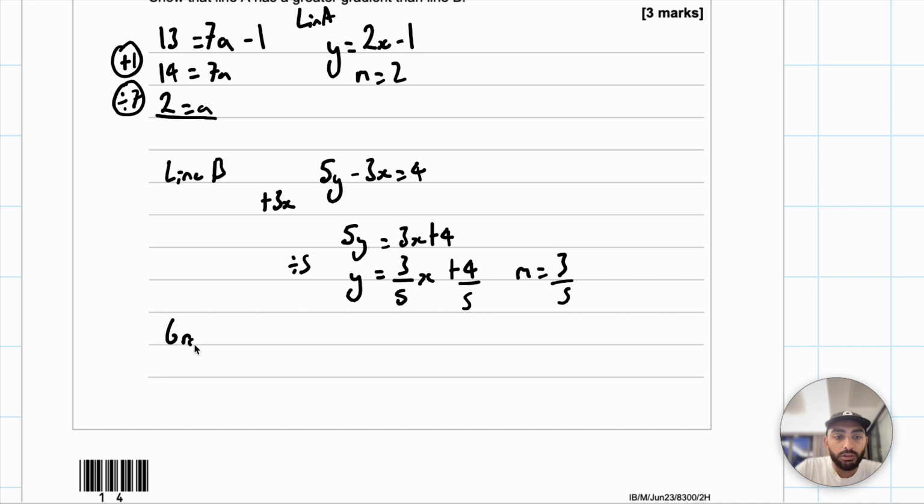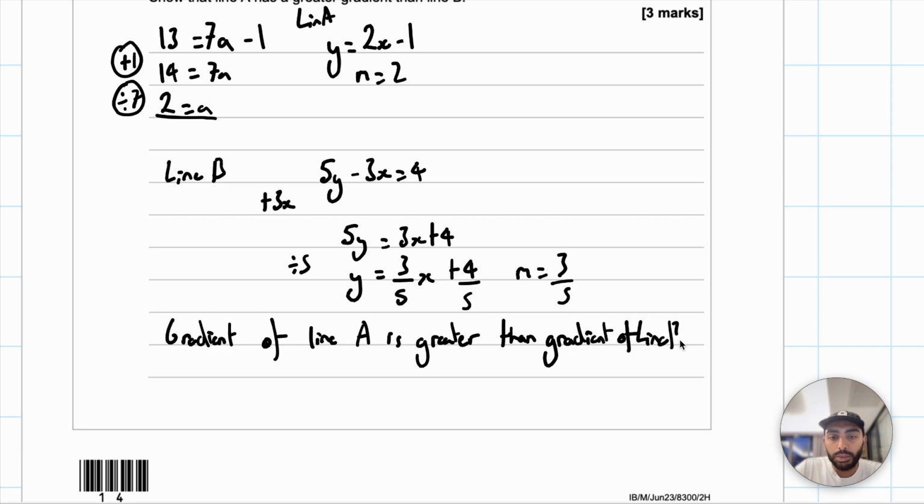The gradient of line A is greater than the gradient of line B because 2 is greater than 3/5.